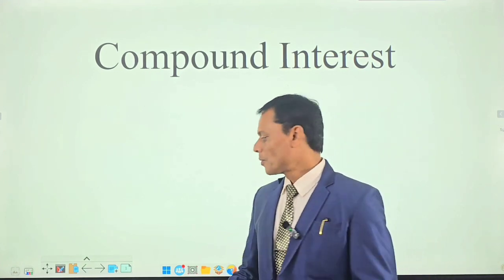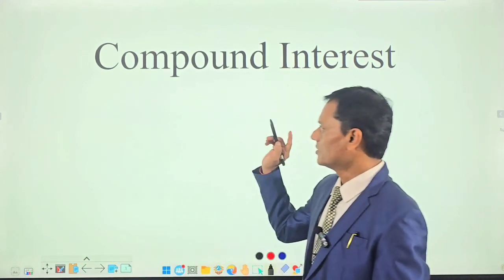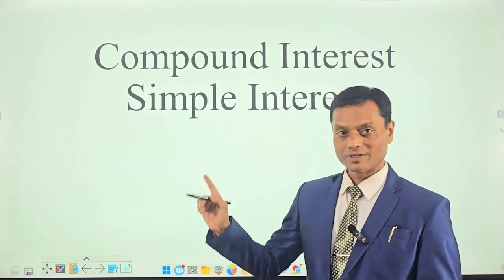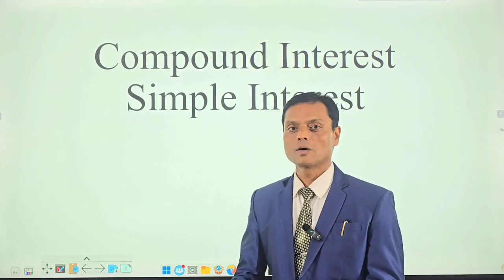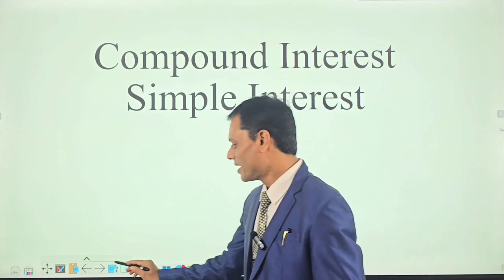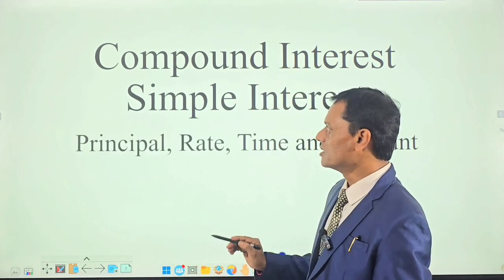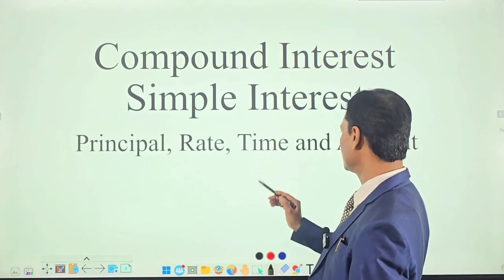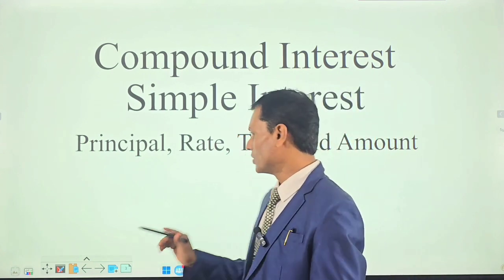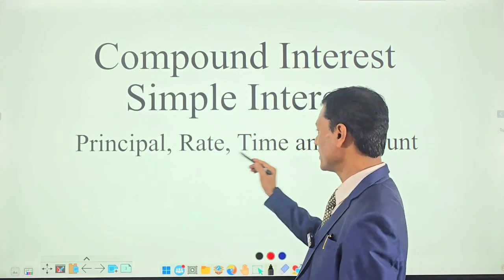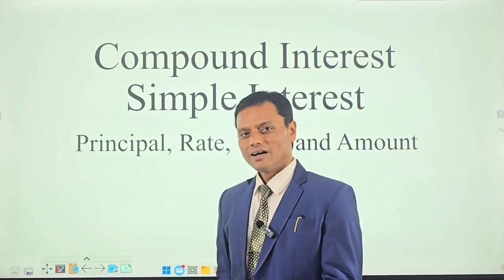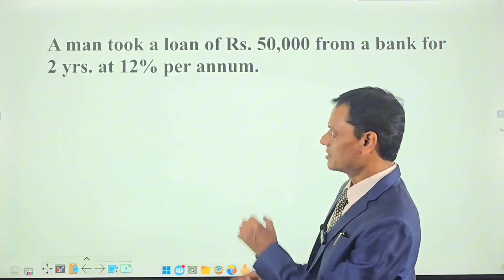The base of compound interest is simple interest, because without the knowledge of simple interest, compound interest cannot be understood. And the base of compound interest is principal, rate, time, and amount. So we have to understand the meaning of principal, rate, and time. Let's have a look at one sentence.